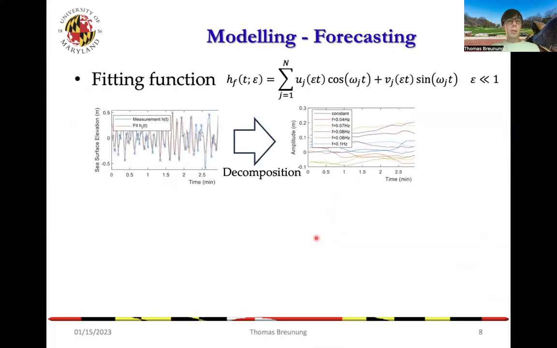So now, assume we have succeeded in fitting the model to a given sea surface elevation, let's say here of 3 minutes. Now, to do forecasting, I need to know what happens after this fitting interval. So what happens after 3 minutes, after 4 minutes, after 5 minutes, and so on. To extrapolate this fitting function outside the fitting interval, the frequencies remain constant as predicted by the model. However, the slowly varying amplitudes need to be extrapolated outside the fitting interval.